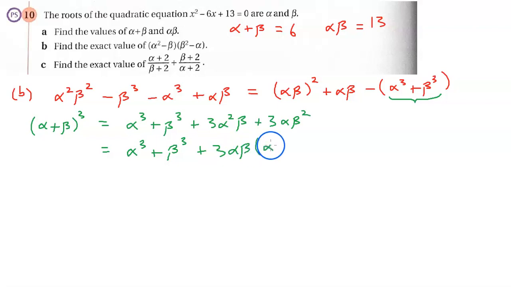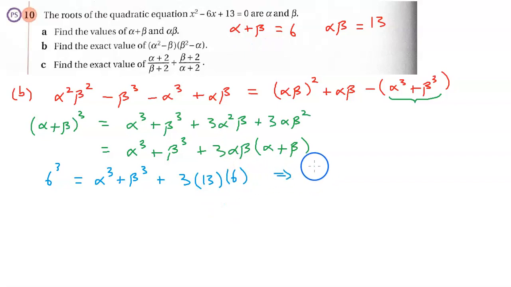And then it's just going to be alpha plus beta in the brackets. All of this stuff we already know. We know alpha plus beta is 6. So we've got 6 cubed is equal to the thing we're looking for, alpha cubed plus beta cubed, plus 3 times 13 times alpha plus beta, so times 6. And from that, we should get that alpha cubed plus beta cubed is equal to negative 18.